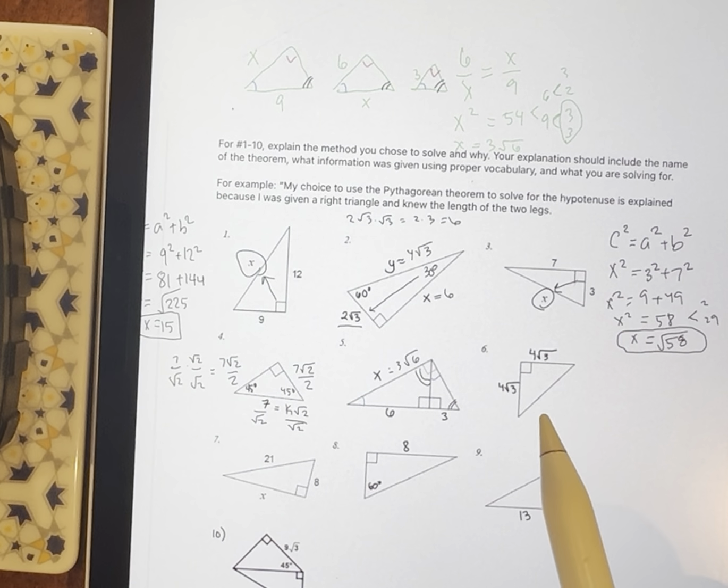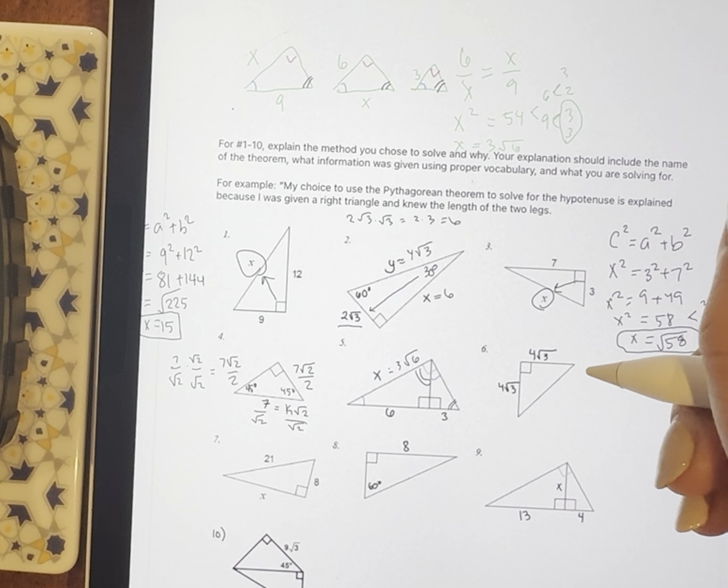Okay. On this one, we have 4 rad 3 and 4 rad 3. It's a right triangle, and I know these two sides. So I have a choice. I can do Pythagorean theorem.